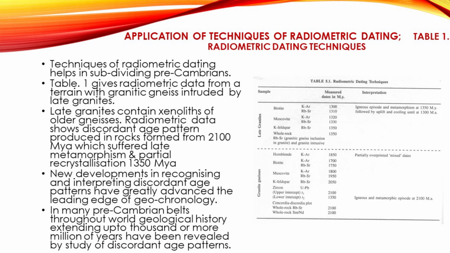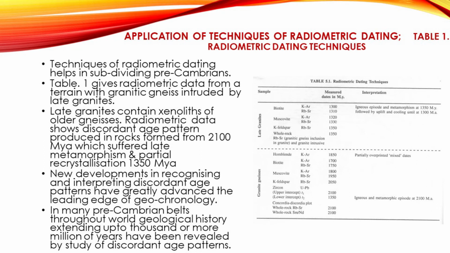1350 million years ago. Now we can say that the new developments in recognizing and interpreting discordant age patterns have greatly advanced the frontiers of geochronology. In many Precambrian belts throughout the world, the geological history extending up to thousands or several millions of years has been elucidated by the study of discordant age patterns. So with the application of techniques of radiometric dating, the Precambrian chronostratigraphy has been developed more precisely.